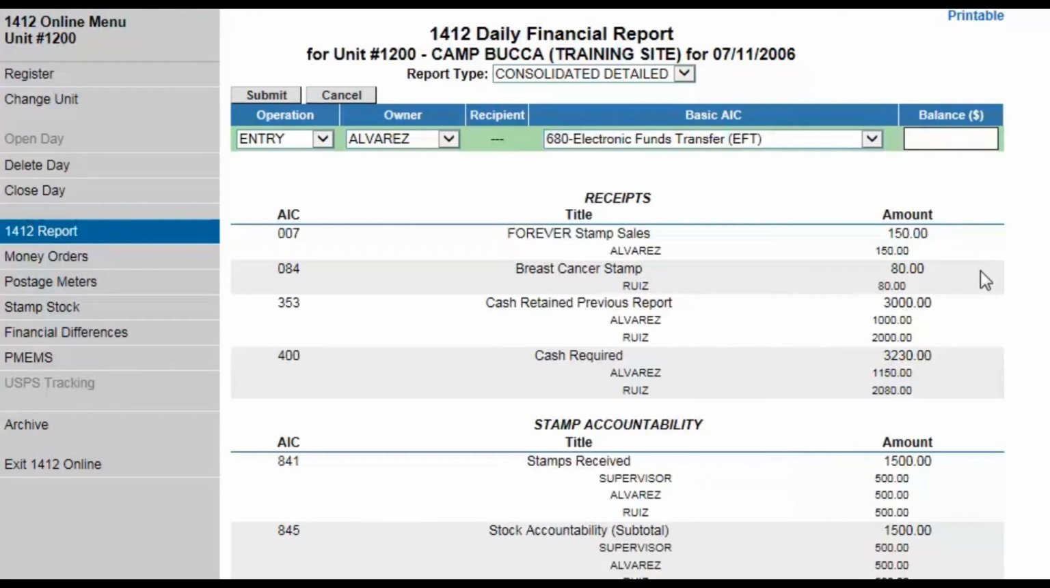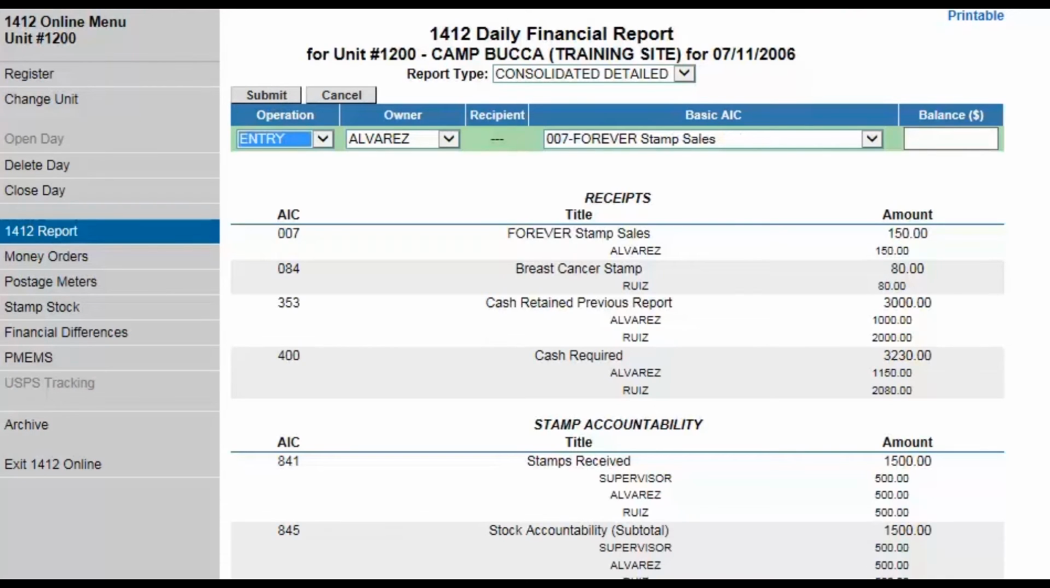Only do this if you do the submission for Eagle Cash at the end of the working day. If you do not, please ensure that you transfer all those funds to your AIC 753 so that it is accounted for once you actually do the deposit under Eagle Cash. So we're going to do $150 worth of electronic transfer funds and hit submit.